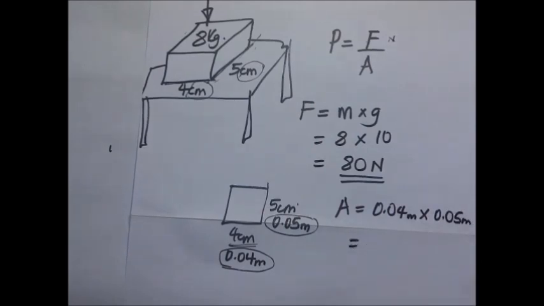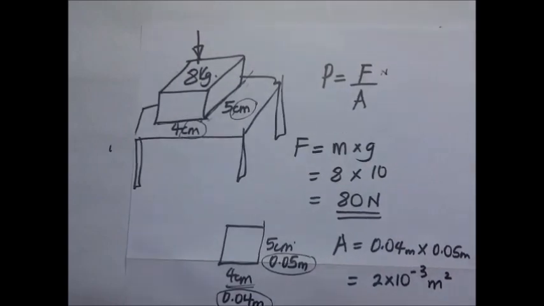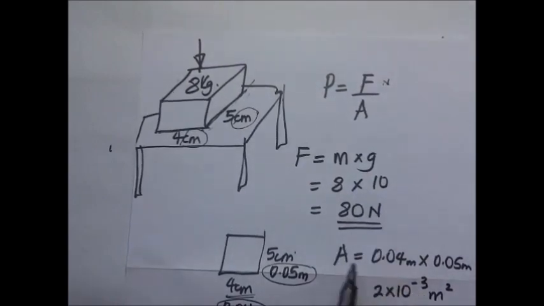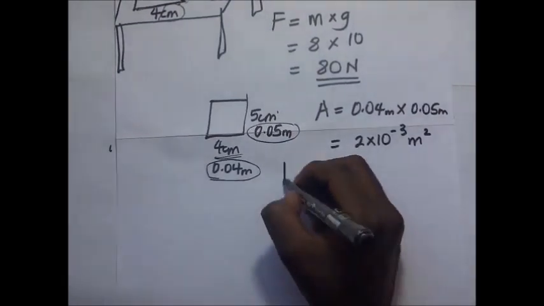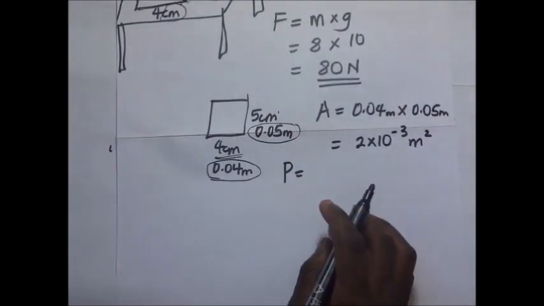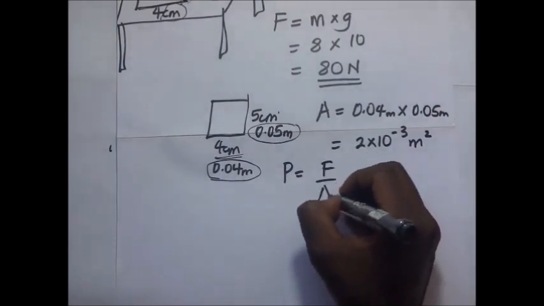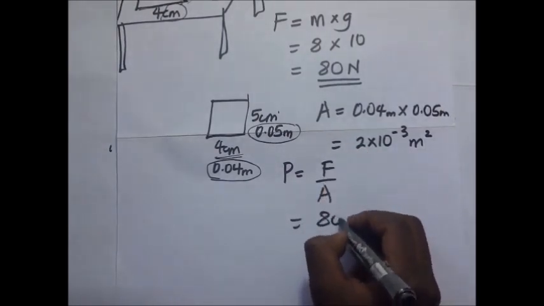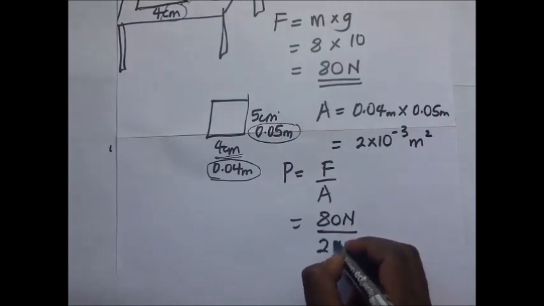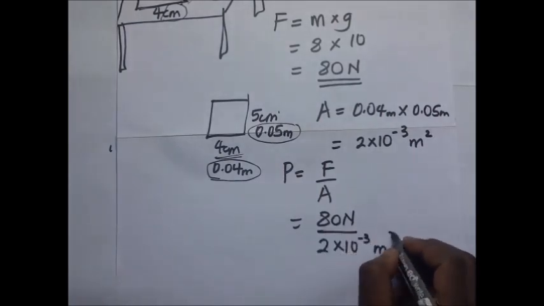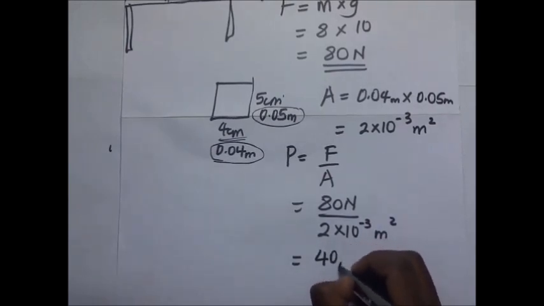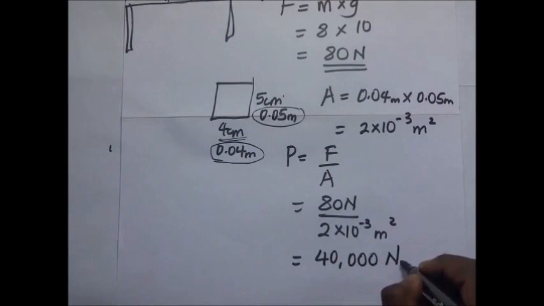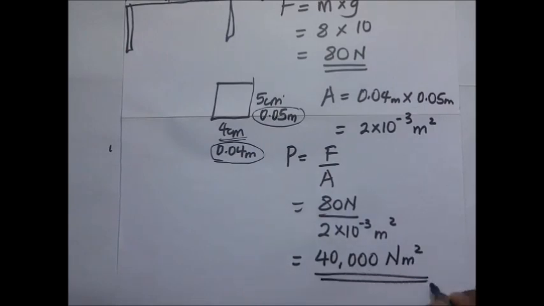So now after getting our force in newtons and our area in meters squared, we can go ahead and say that our pressure is going to be equal to force over area. Our force is 80 newtons, divided by our area, which is 2 times 10 to the power negative 3 meters squared, and our answer is going to be 40,000 newtons per meter squared, or call it 40,000 pascals.